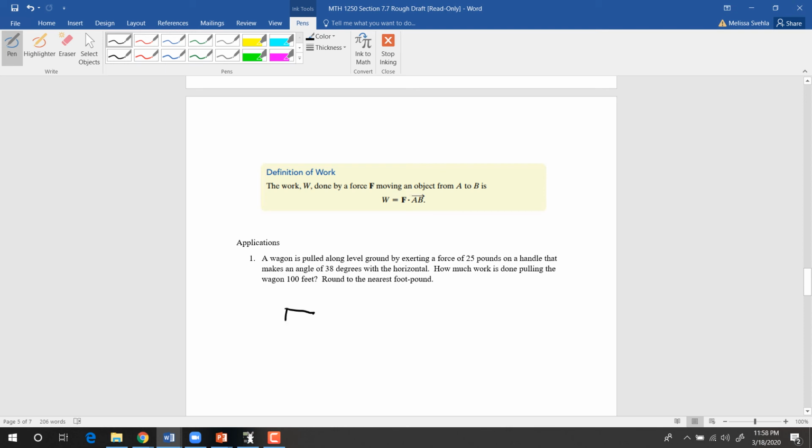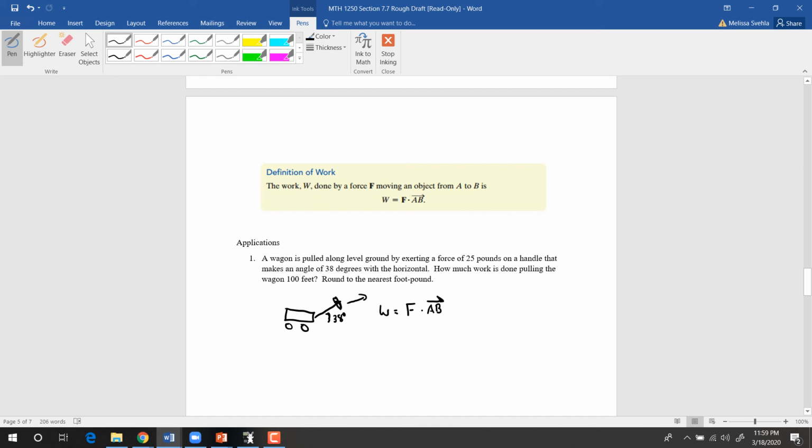So it says a wagon is being pulled along level ground by exerting a force of 25. So here's your wagon, on a handle that is 38 degrees. So this is your handle here, and it's 38 degrees. Someone's pulling it, and they're kind of pulling it up. They're not necessarily pulling it straight, okay? So your formula is W is equal to F times your distance, which is from A to B.